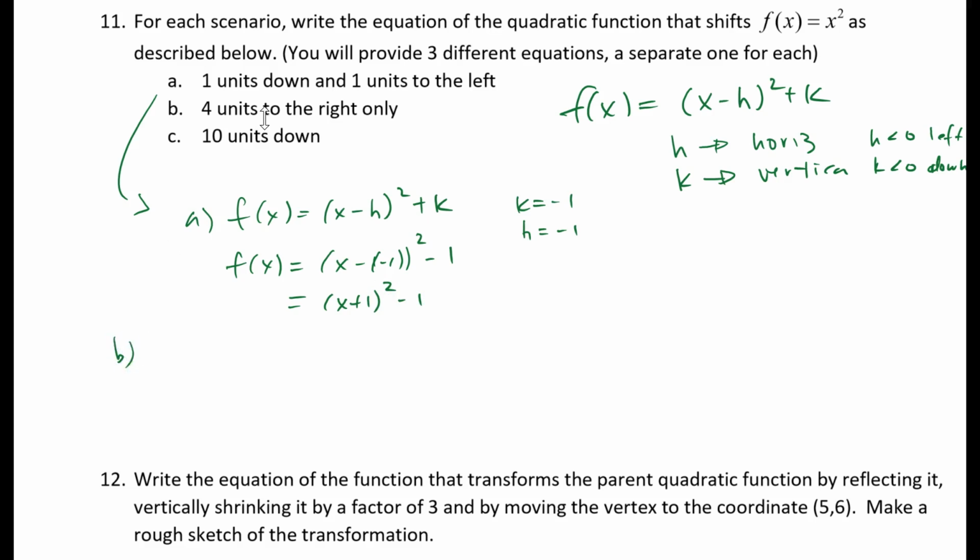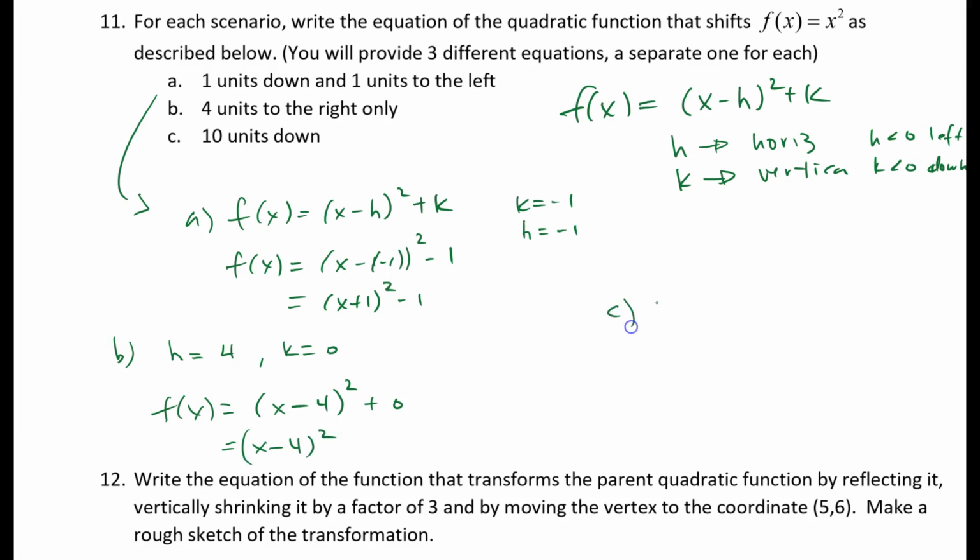Four units to the right only, well, that means h is going to be 4, but k will be 0. So we can use f of x equals (x minus 4) squared. Again, that's what the h is, plus 0, which I can just simplify as that. I don't need to add the 0.